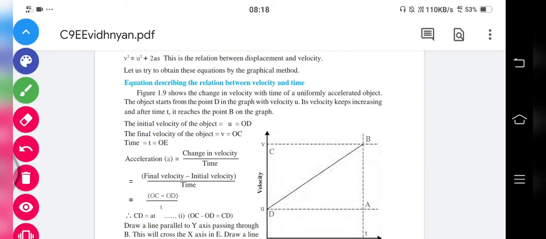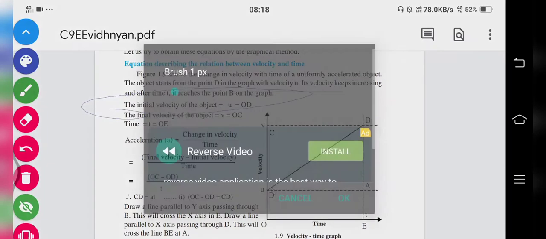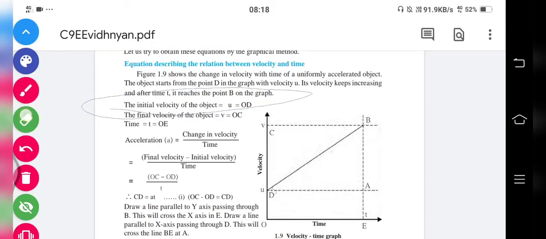In this figure you see the change in velocity with time of an object with uniform acceleration. The object starts from point D. Here is the point D, the starting point. Just wait, I will increase the graph size and the brush size. Okay, fine. So it starts from point D.